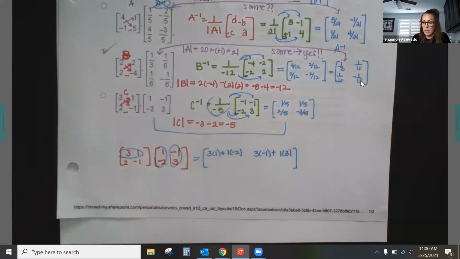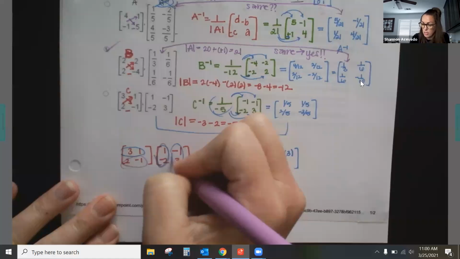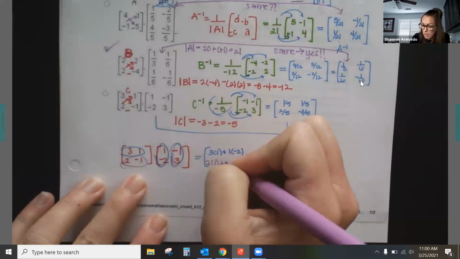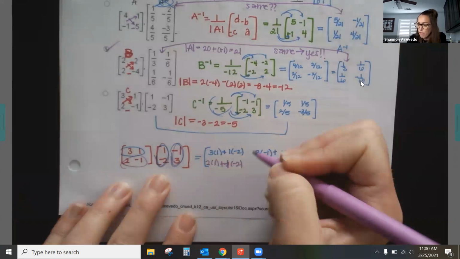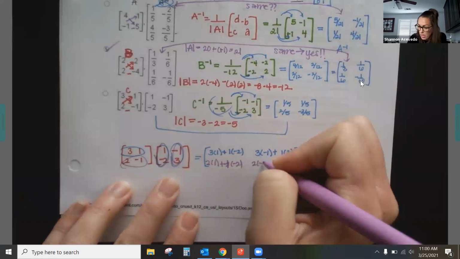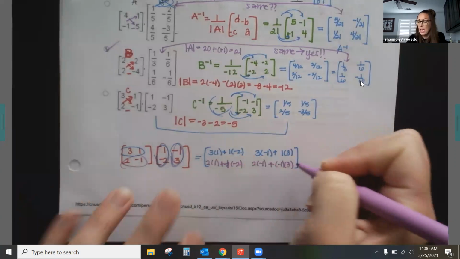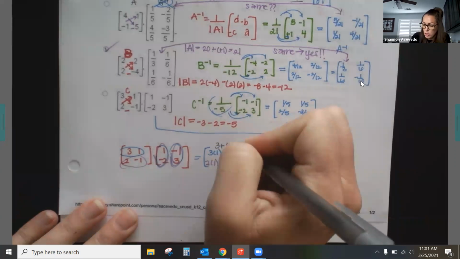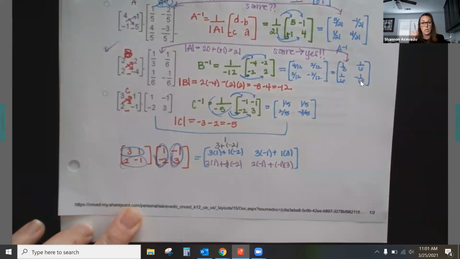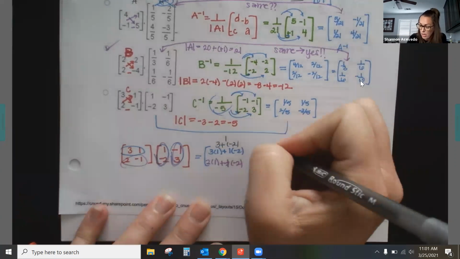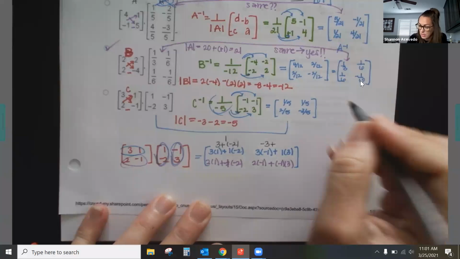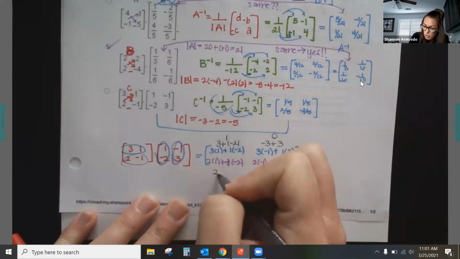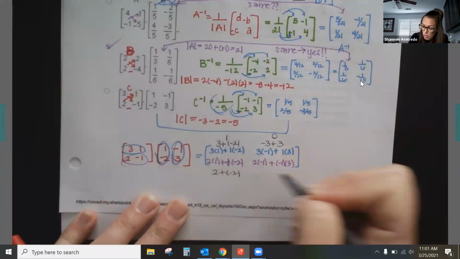Then I would do the same thing. And so I would have 2 times my 1 plus negative 1 times my negative 2. I'm just going to finish this off really quick. Negative 1 plus negative 1 times my 3. Now, as soon as I do this first one and I get 3 plus a negative 2, I get a value of 1. I'm like, okay, sweet. This is looking good so far. And then I go over here and I have negative 3 plus 3, and that's a 0. It's looking good. And then I do 2 plus a negative 2, which is 0.